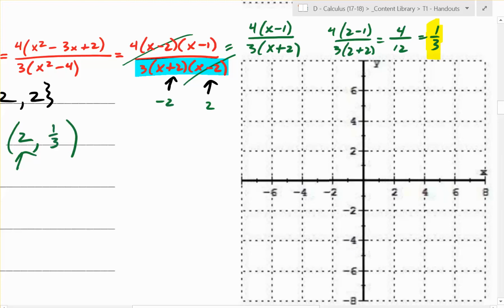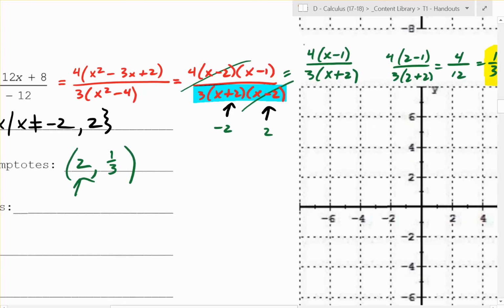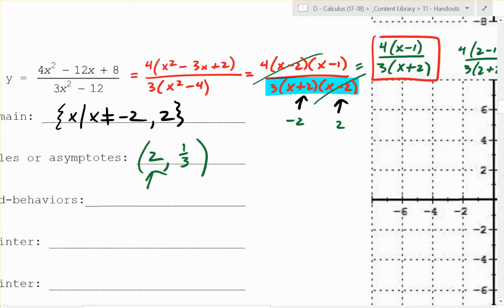So that's our hole. Are there any vertical asymptotes? Well, what's left here in the denominator? Is there something we still can't plug in after we simplify? And that would be negative 2. So we now have a vertical asymptote at x equals negative 2.